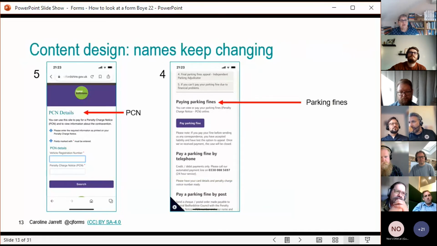And if you looked at the content design, I didn't really give you a chance to think about it, but you may or may not have spotted that we actually changed name. So on page 4, we were looking for paying parking fines, and we clicked a button called Pay Parking Fines. By the time we got to page 5, we were on something called PCN Details. Now, I would like to say, well done, Central Bedfordshire Council, because the PCN is the technical name for this.